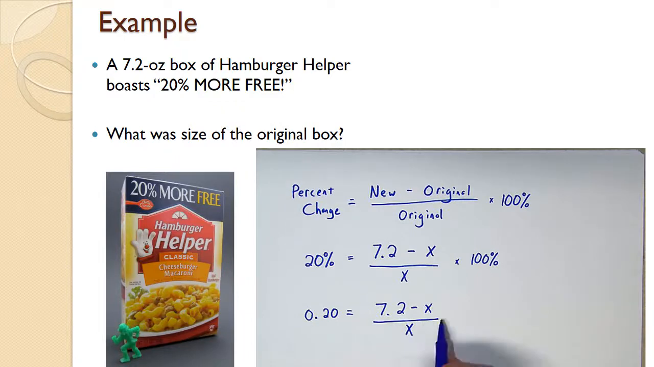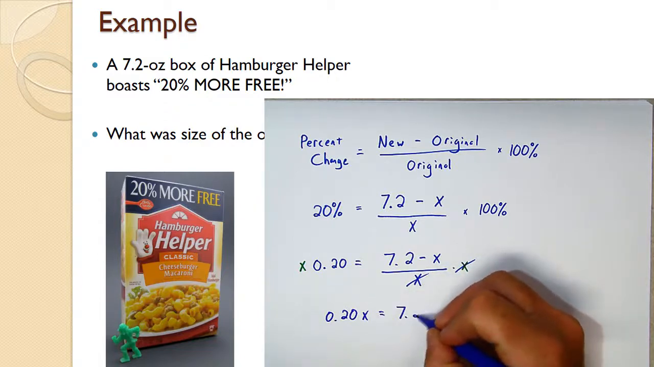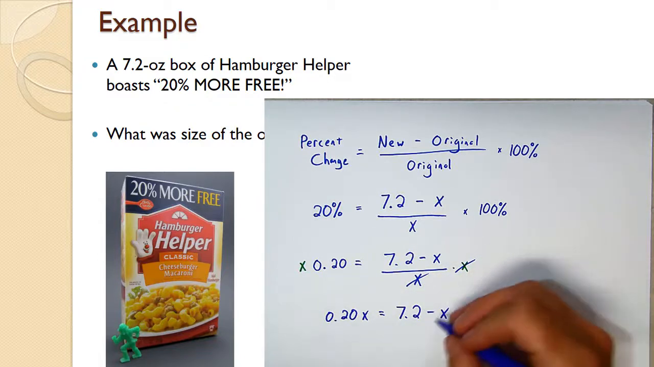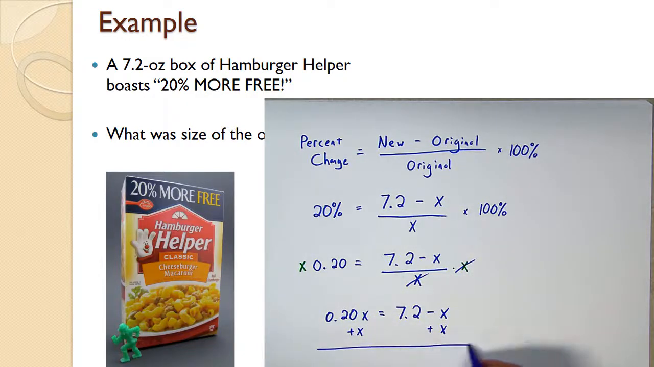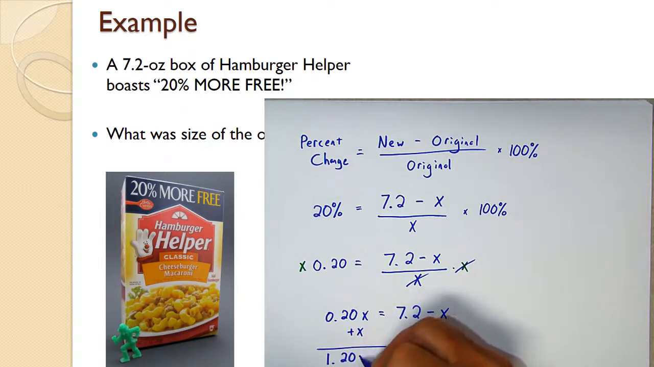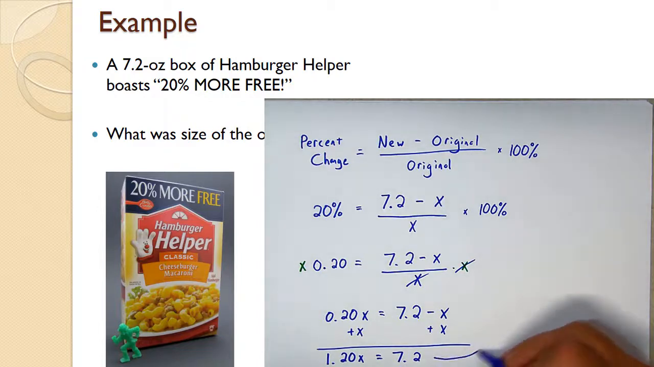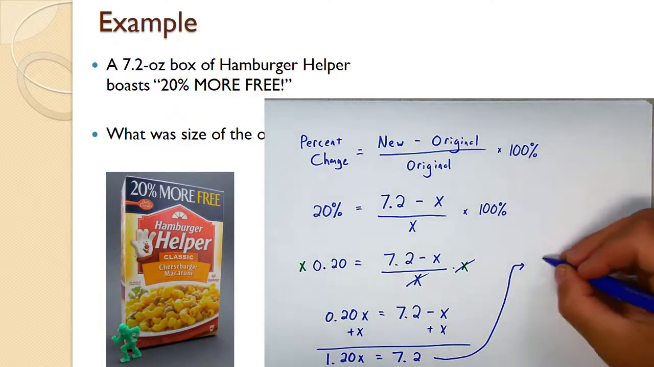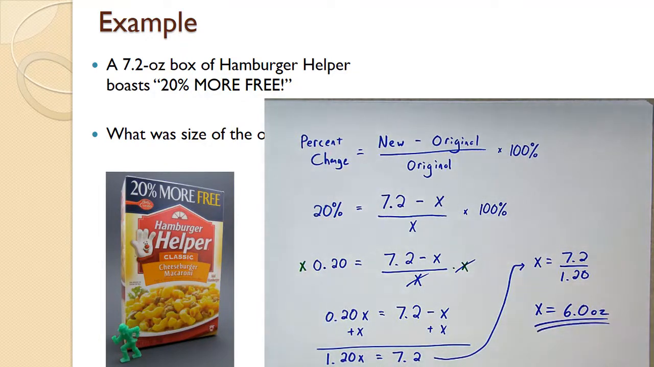Let's multiply both sides by x to get rid of this denominator. 0.20x is equal to 7.2 minus x. Now let's add that x to both sides. And 0.20x plus a whole x is now 1.20x equals 7.2. And the last thing we need to do is divide by 1.20. And x turns out to be exactly 6 ounces. So the original box was 6 ounces.